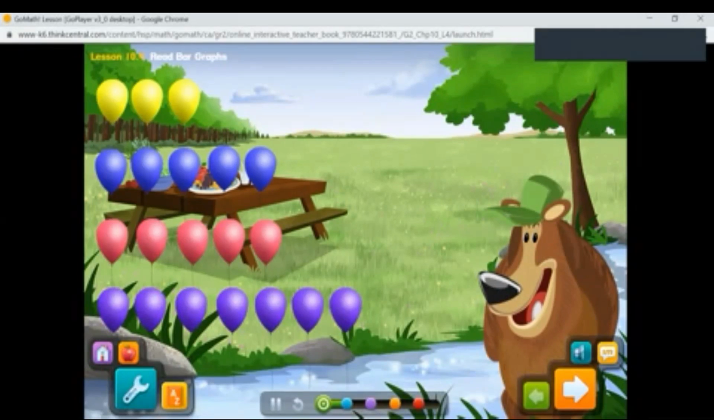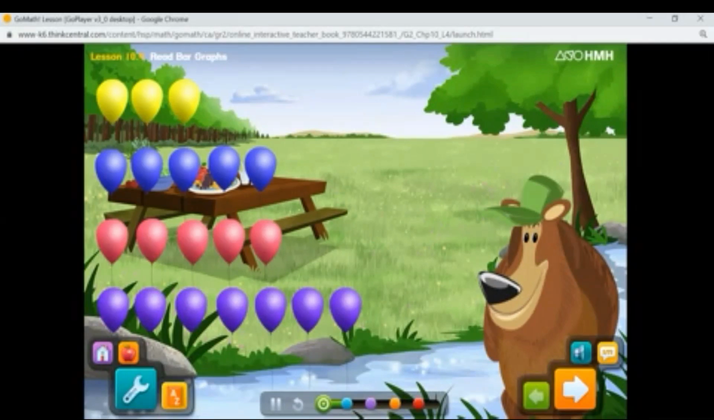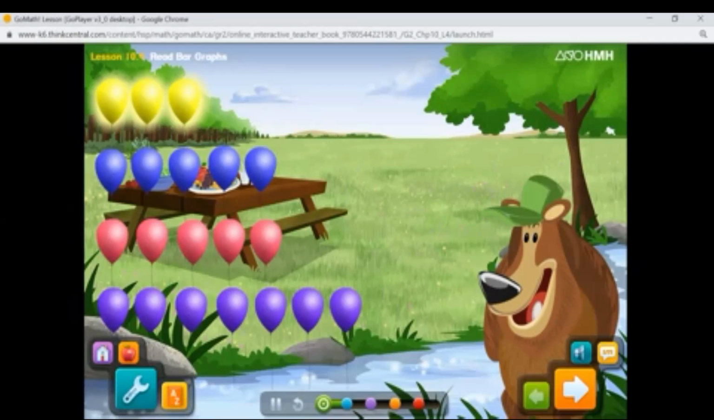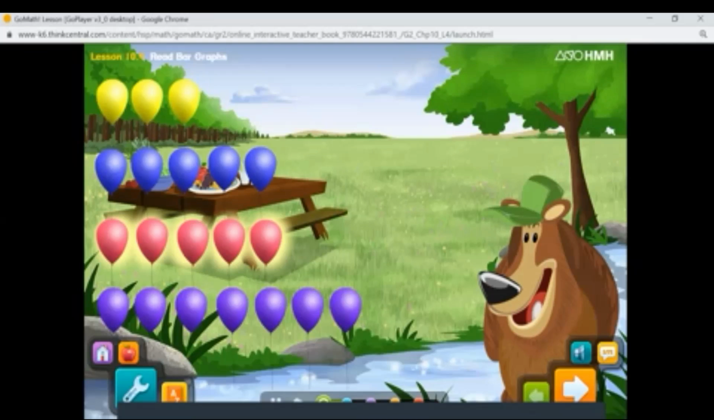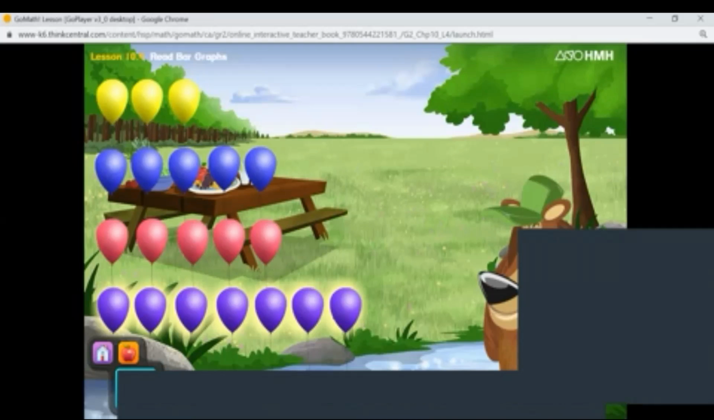There were a whole bunch of balloons at the party. Some of them are tied to the picnic table now. They had balloons in 4 different colors. Let's see, I see yellow balloons, and blue balloons, and pink balloons too, and purple balloons.